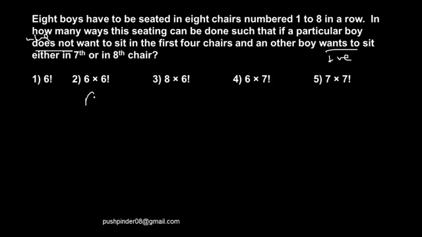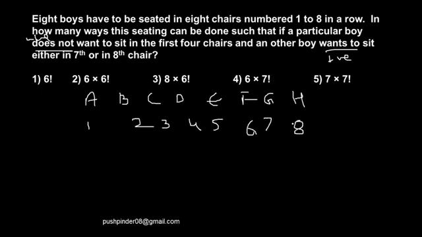So let's say there are 8 boys. Let me name them like this: A, B, C, D, E, F, G, H, right? So 1, 2, 3, 4, 5, 6, 7, 8. 8 boys, and let's say these are the 8 chairs.